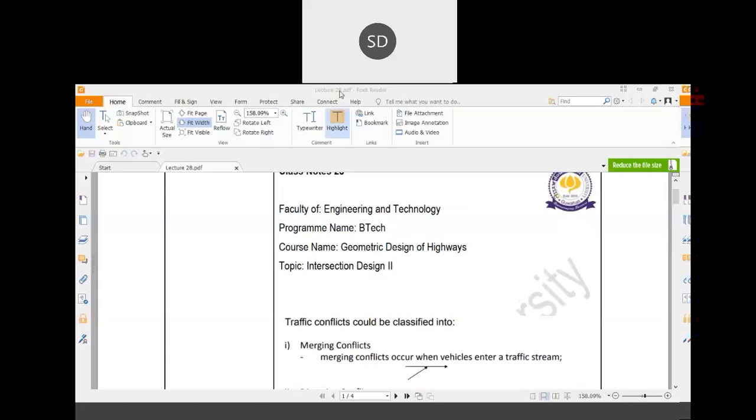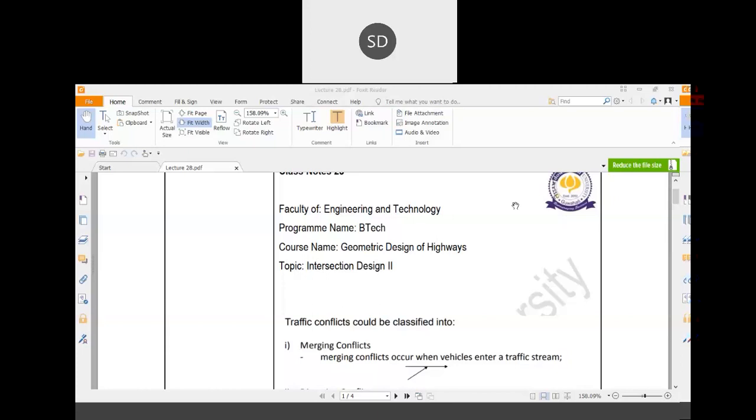So in our previous class, we discussed intersections and the main basic principle of the intersection, that is, the design consideration. Your main design consideration for an intersection should be that your conflict points are as minimal as possible. Now, in this consideration, what are these conflict points?